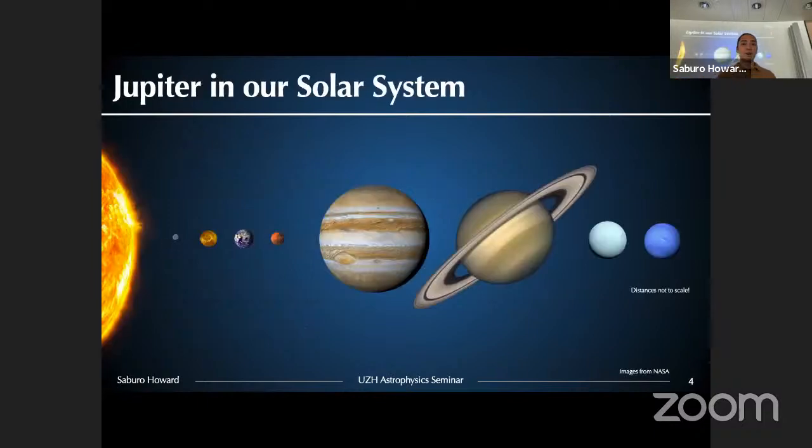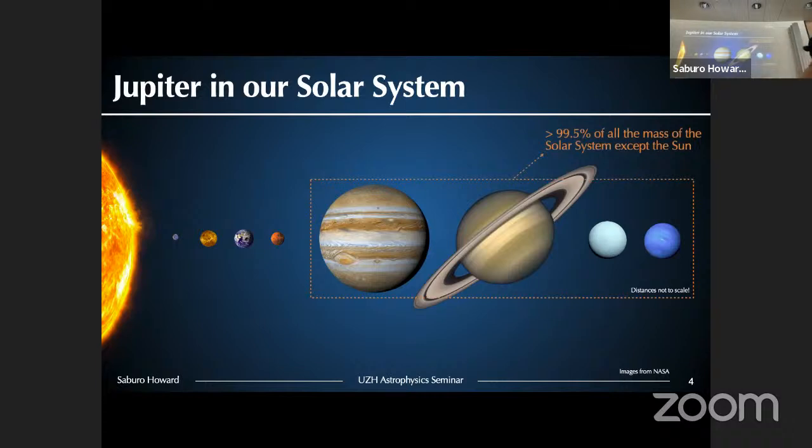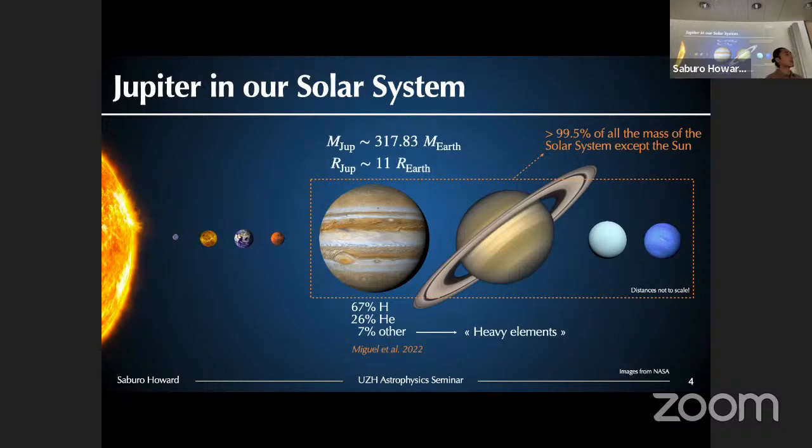So to begin with, the four giant planets in our solar system represent more than 99% of all the mass of the solar system except the Sun. Jupiter itself has a mass of more than 300 times the mass of the Earth. If we look at the composition of Jupiter, we can see that it is essentially made of hydrogen and helium, and there's only a tiny fraction of other elements that we often refer to as heavy elements. If we compare the composition of Jupiter to the Earth and the Sun, we can see that Jupiter is much more similar to the Sun.